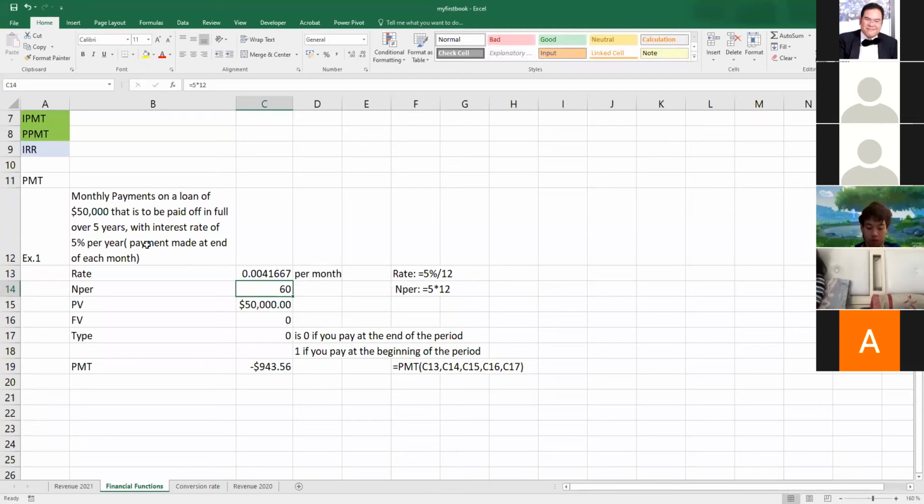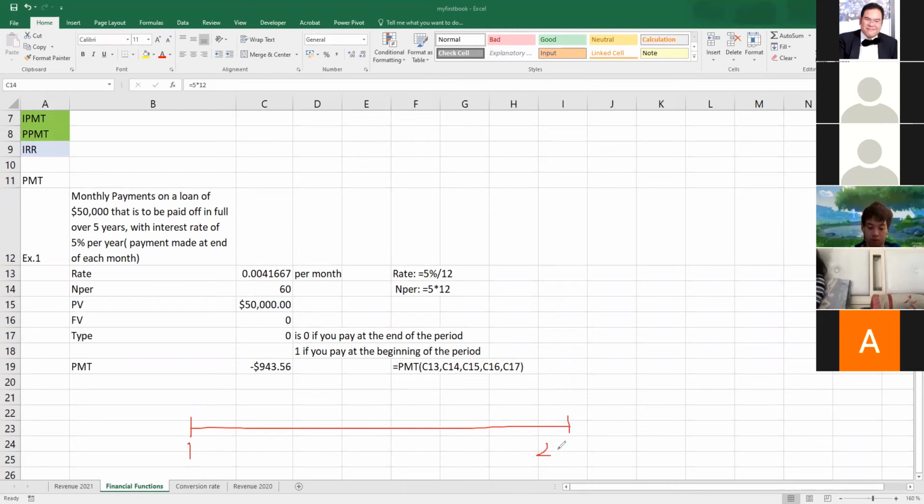And lastly, the last argument in most of the financial functions is the type. You have to know that whenever we would like to pay the money, let's have a look. In each month, we have the first day of the month and the last day of the month.